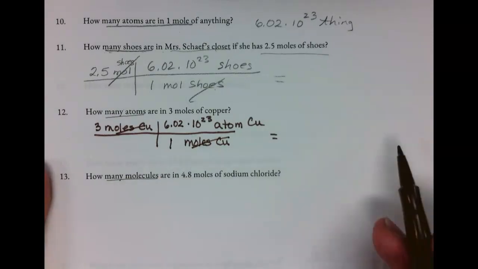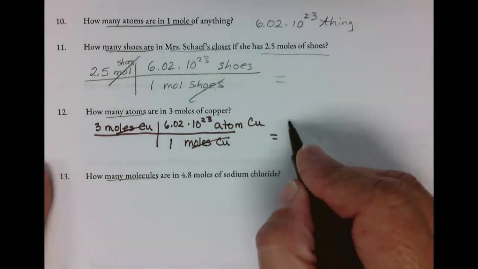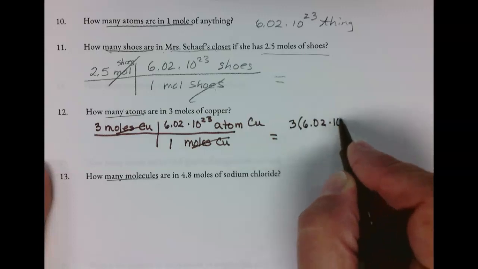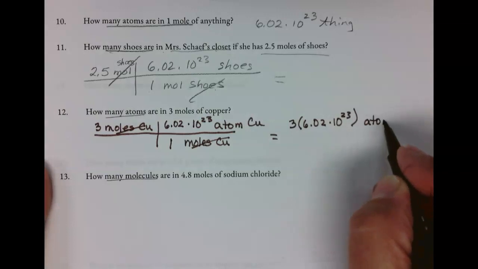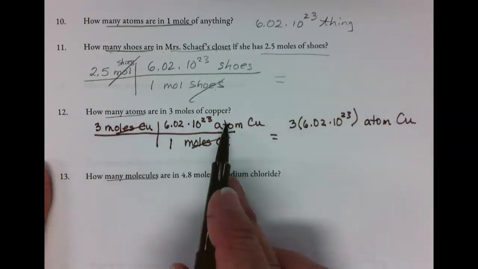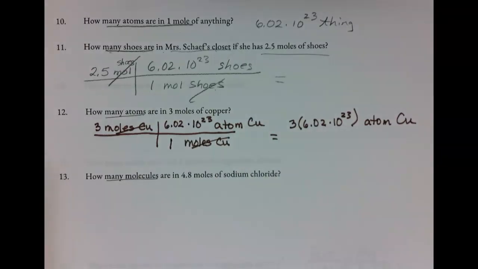The rest of it is just running your numbers in your calculator. So in this case, we're going to be taking the 3 times the 6.02 times 10 to the 23, because both numbers are in the numerator. We're just multiplying across, and then whatever you get there would be your final answer. So I'll let you go ahead and multiply that out.